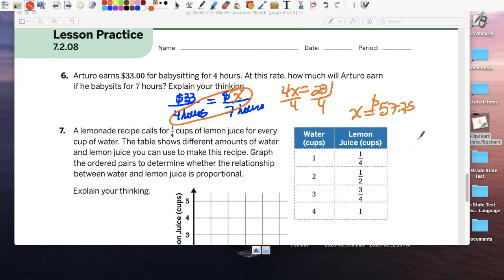Is there a different way? Well, you could create a table. Let's talk about hours here. I work 4 hours, I make money earned. I make $33. The question was, what about 7? Like I said, you could have found what times 4 is 7 and apply it here. Or you can find a constant proportionality.